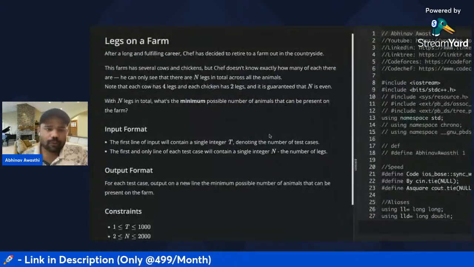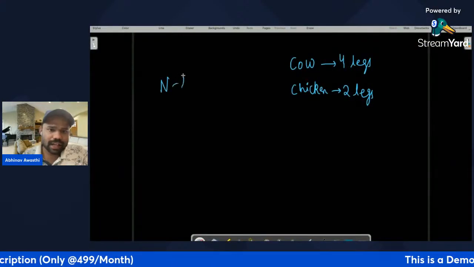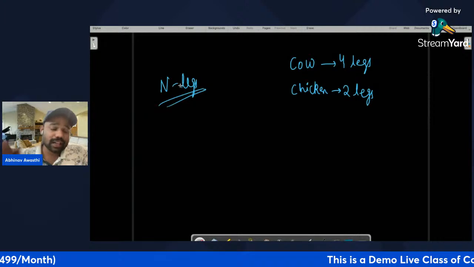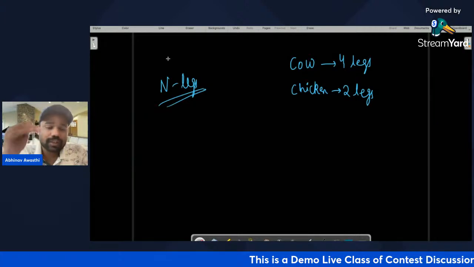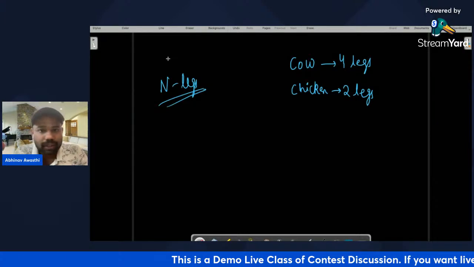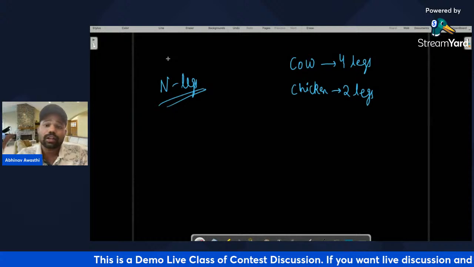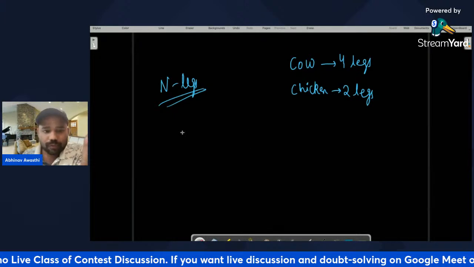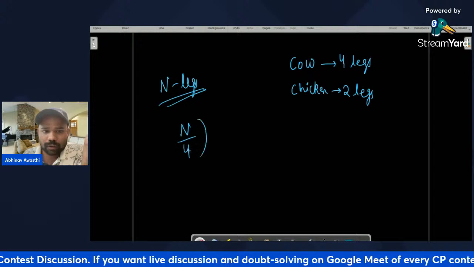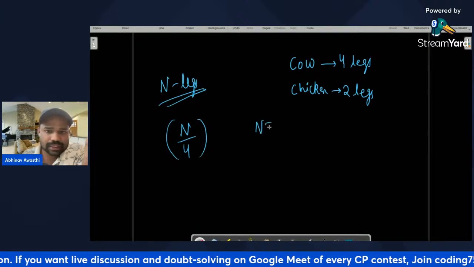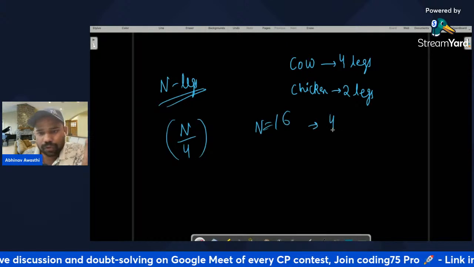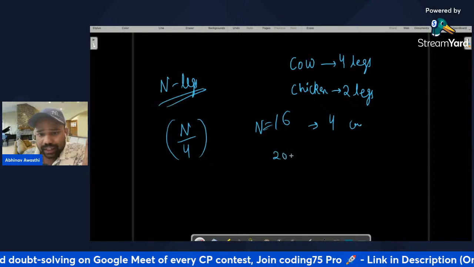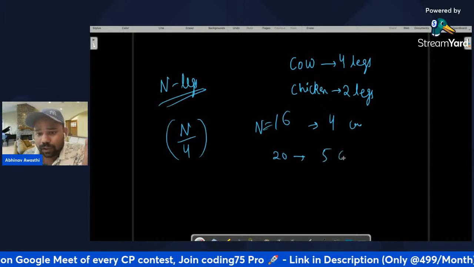So if you see what we will do, if we have n legs, we will consider how many cows can be made. First of all, we'll consider how many cows we can get from these n legs. We can get n by 4 cows. So let's say there are 16 legs, there will be 4 cows. If there are 20 legs, there will be 5 cows.